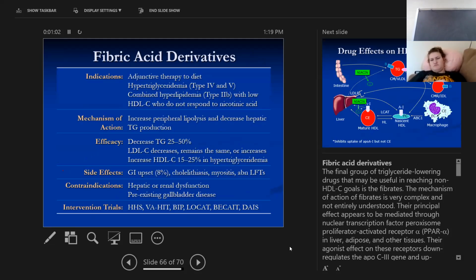So side effects: some people don't stomach them very well. Some people find that their LFTs, liver function tests, might start to become abnormal. Some people may have muscle issues. They get myositis, sore muscles. The biggie essentially is cholelithiasis. Those are gallstones. So this is a risk with fibrates, not a big risk, but some people have increased risk of gallstones.